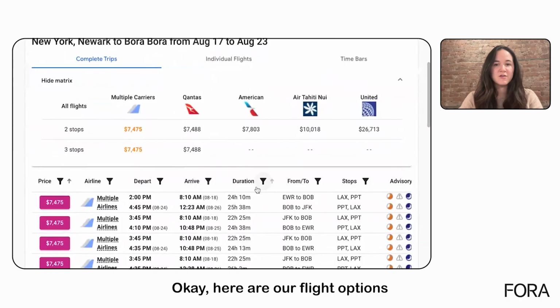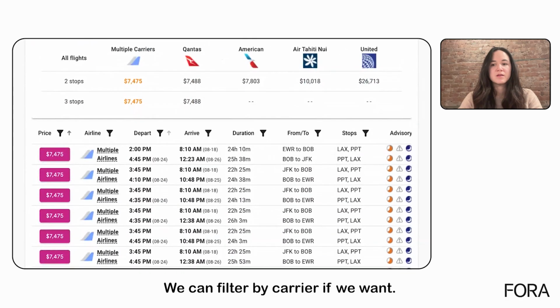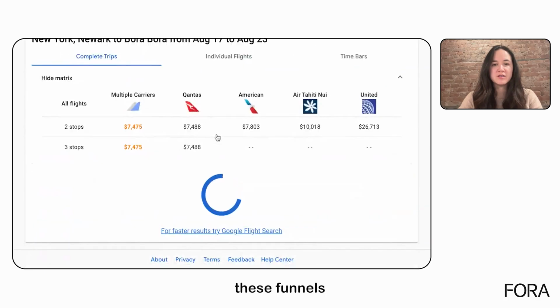Okay, here are our flight options. At the top here, we can filter by carrier if we want. Down here, we can sort by price, duration, or departure time by clicking on these funnels.